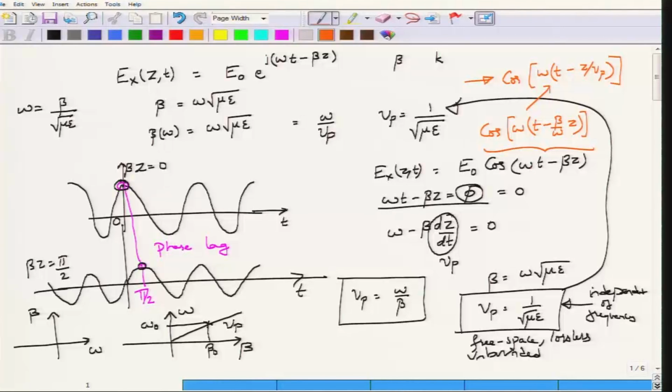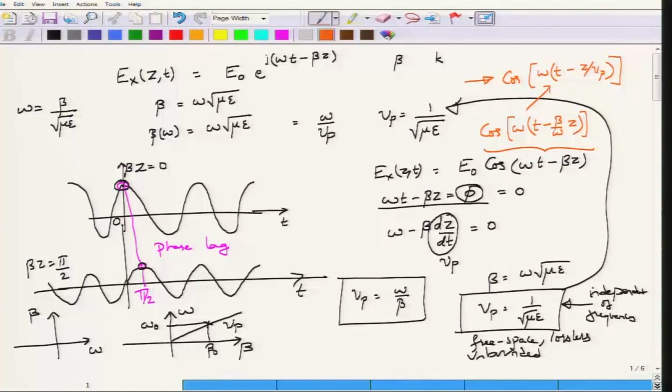So, if you change the frequency from omega 0 to omega 1, the corresponding values of beta also change in a proportional manner, such that both the phase velocity as well as this 1 by Vp, which would be the phase delay, phase delay per meter kind of a thing, would also be independent of frequency. These are really important concepts.